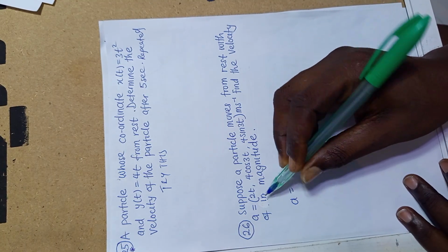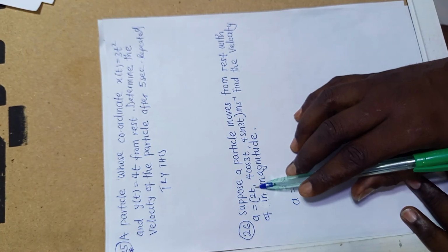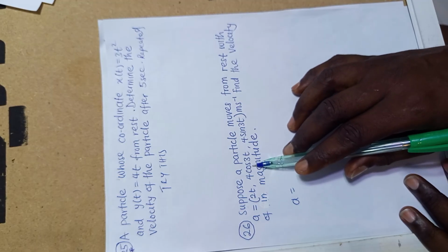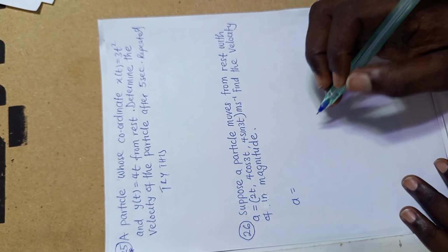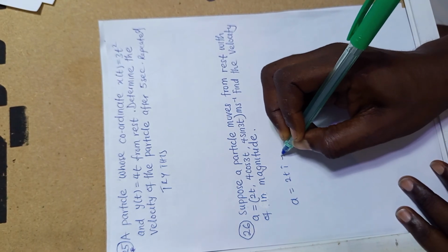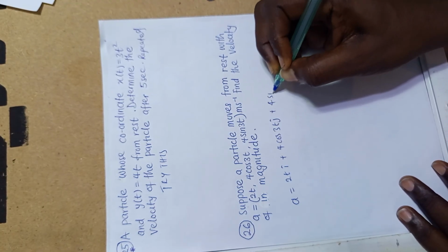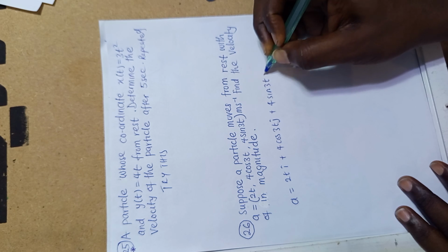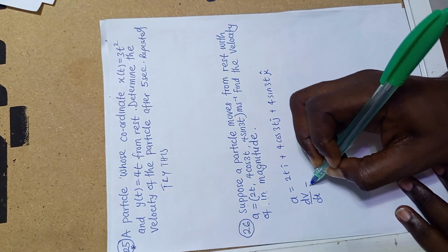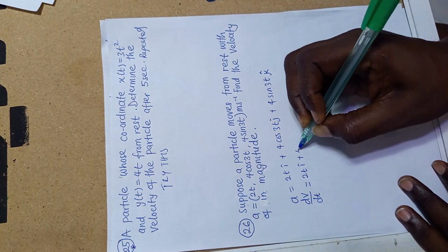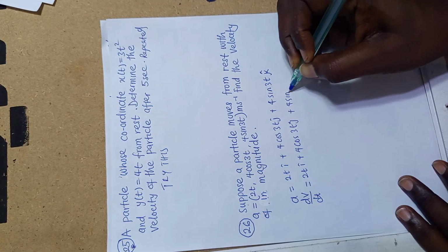So a is equal to, we want to find, suppose a particle moves from rest with an acceleration 2t along the x, 4 cos 3t along y, and 4 sin 3t along the z axis. Find this acceleration. Plus 4 sin 3t. But remember that dv over dt is 2ti plus 4 plus 4 sin.